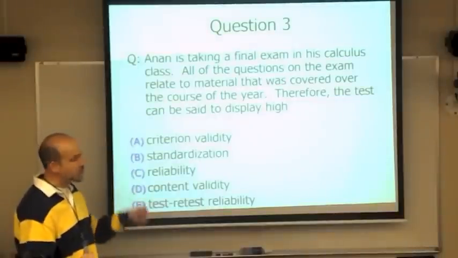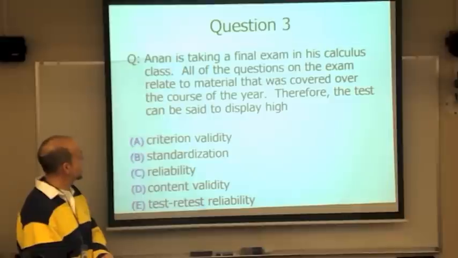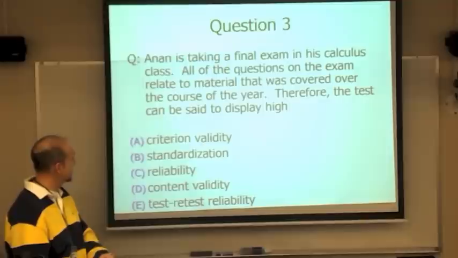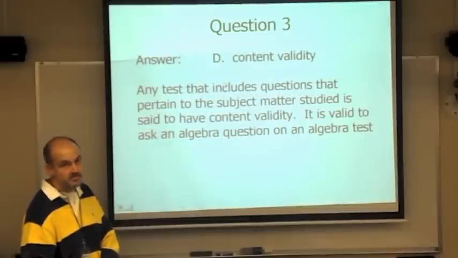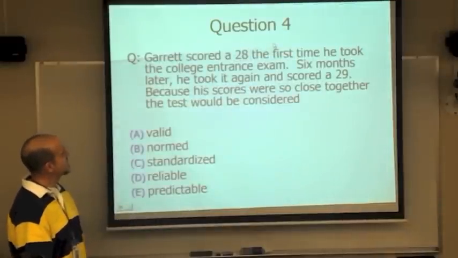Now, good question. Aaron is taking a final exam in his calculus class. All the questions on the exam relate to material that was covered over the course of the year. Therefore, the test is said to display high: criterion validity, standardization, reliability, content validity, test-retest validity. Now, key here, all the questions on the exam relate to the material. Another word for material, while you're trying to figure this out, is content. So that's content validity.